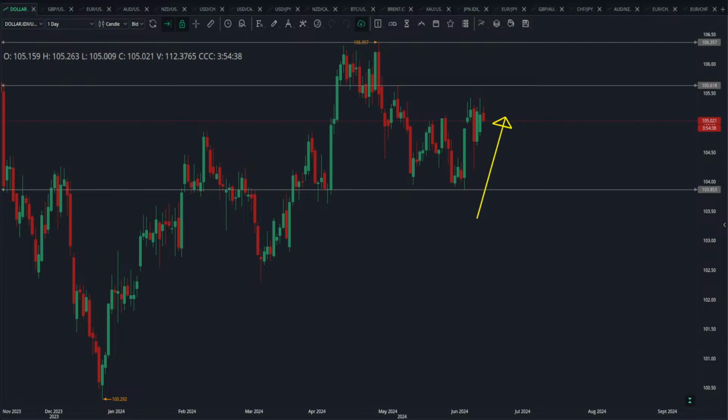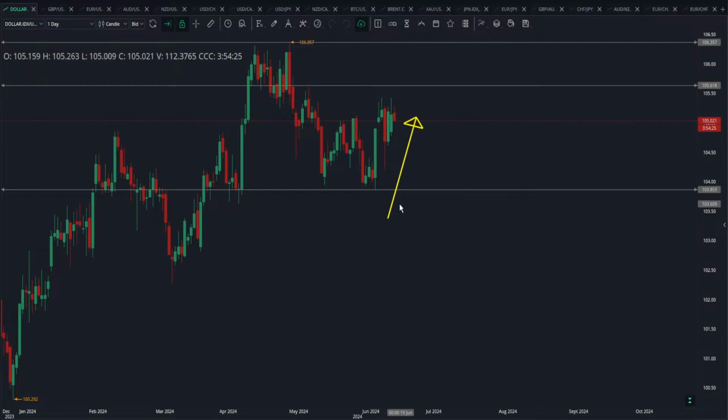Like always, first things first, we have the US dollar index chart on our screen. This is the daily chart of the US dollar, you can see here. Now from the chart, it looks like the US dollar is going to go up. It is expanding to the upside.